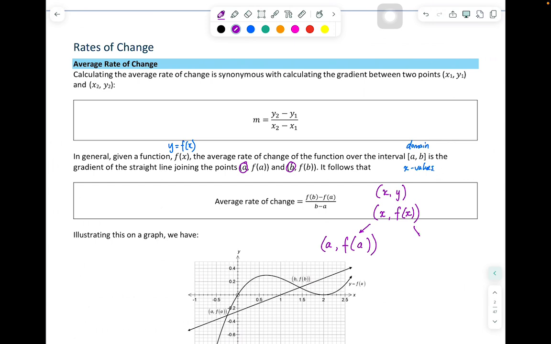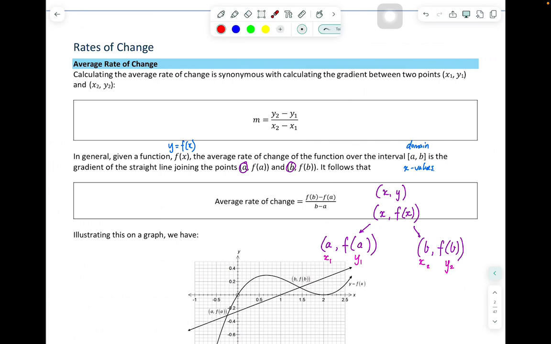So therefore, the other coordinate that we have, which is when x equals b, is b, and our y value is when we substitute x equals b into our f of x, which becomes f of b. Since we have these two coordinates, we can essentially label them as an x value and a y value, an x value and a y value. How do we tell the difference between the two? x1, y1, and x2, y2.